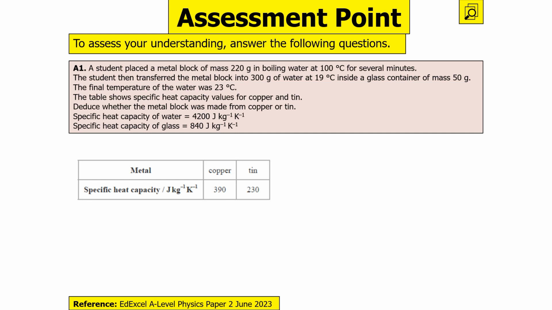The next question says, a student placed a metal block of mass 220 grams in boiling water at 100 degrees Celsius for several minutes. The student then transferred the metal block into 300 grams of water at 90 degrees Celsius inside a glass container of mass 50 grams. The final temperature of the water was 23 degrees Celsius. The table shows specific heat capacity values for copper and tin. Deduce whether the metal block was made from copper or tin. So pause the video now, then unpause the video when you want to go through your answer.